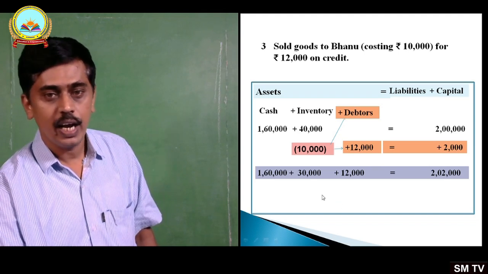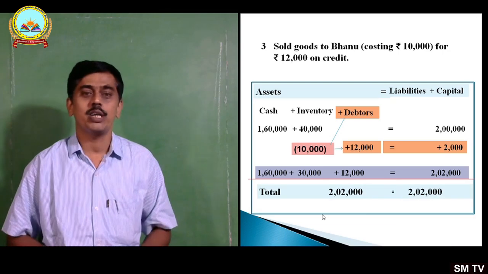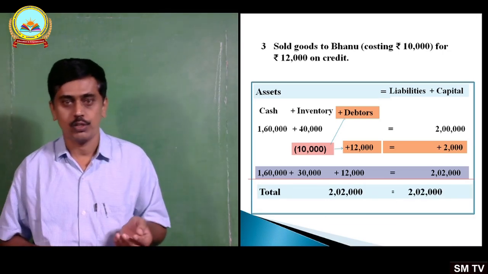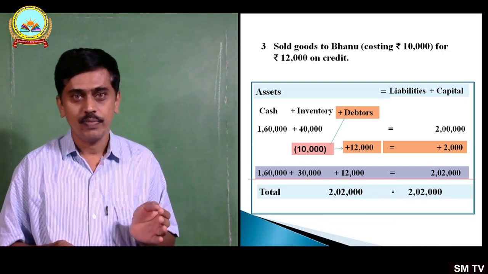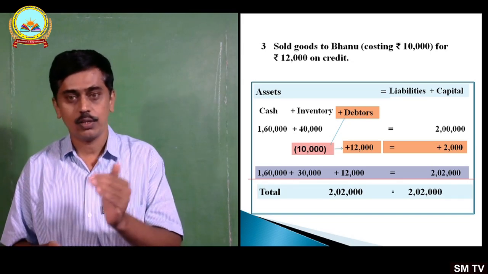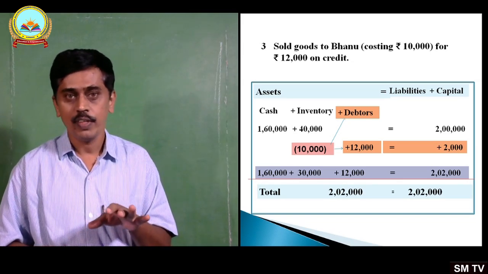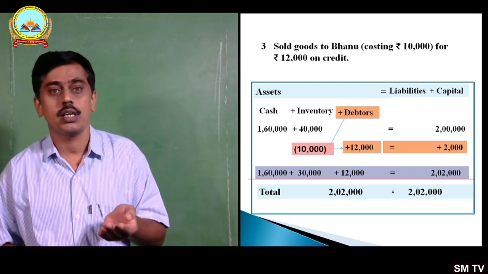Now find the total. Draw one line and find the total. How much is it? 2 lakh 2,000, isn't it? I hope it is clear. Very interesting, 2 lakh 2,000 on both the sides. Okay, let me move on to see the next transaction, that is the fourth one.